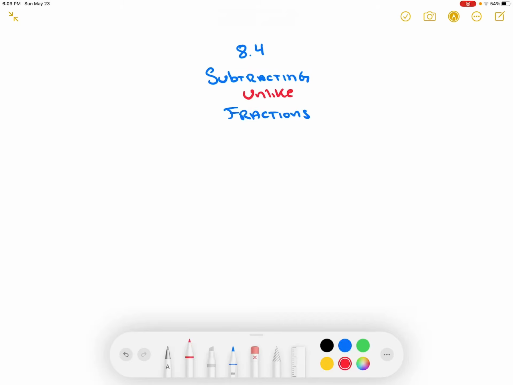Now we're going to subtract unlike fractions. All right, so let's say I had 19/24, or 19 over 24, and I wanted to take away 5/8. How would I do that? Well, first I need to make sure that my denominators are the same. So I need to find the smallest common multiple between the two denominators.